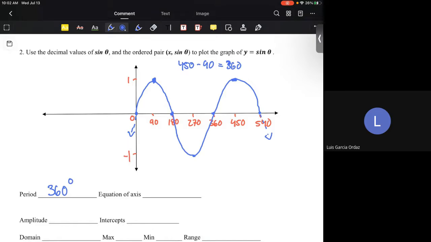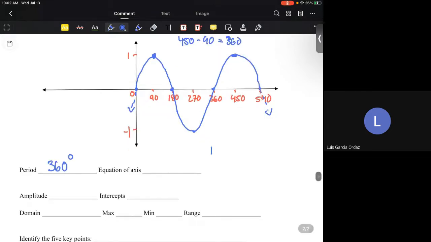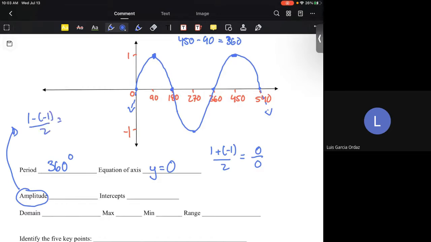Now for my equation of the axis, remember, I'm going to take my highest point, which is 1, add it to the lowest point, which is -1, and divide by 2, which gives me 0 over 2, which is 0. So the equation of my axis is y is equal to 0. Now my amplitude is how far from the axis of symmetry my highest and lowest point are. So for the amplitude, I need to do the highest point minus the lowest point divided by 2. So 1 minus -1 is 2, divided by 2 is 1. So my amplitude is going to be 1.